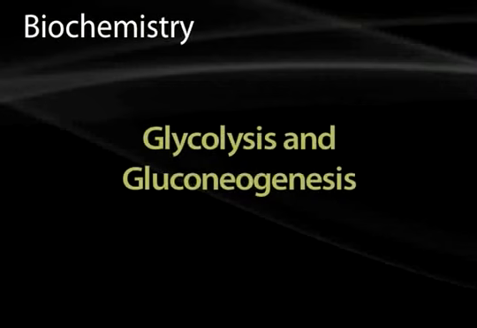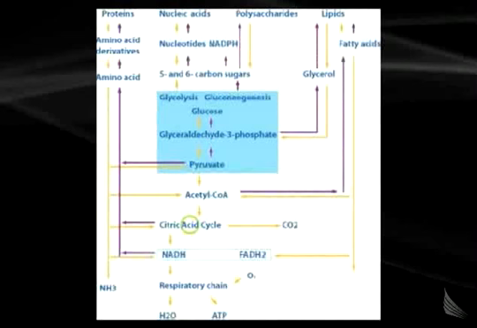In this section, we're going to consider the central metabolic pathways in all of metabolism, and these are glycolysis and gluconeogenesis. If you look at where glycolysis and gluconeogenesis fit into metabolism, you can see that they are very central pathways in all of metabolism, that they link many of the synthetic and degradation pathways in metabolism.